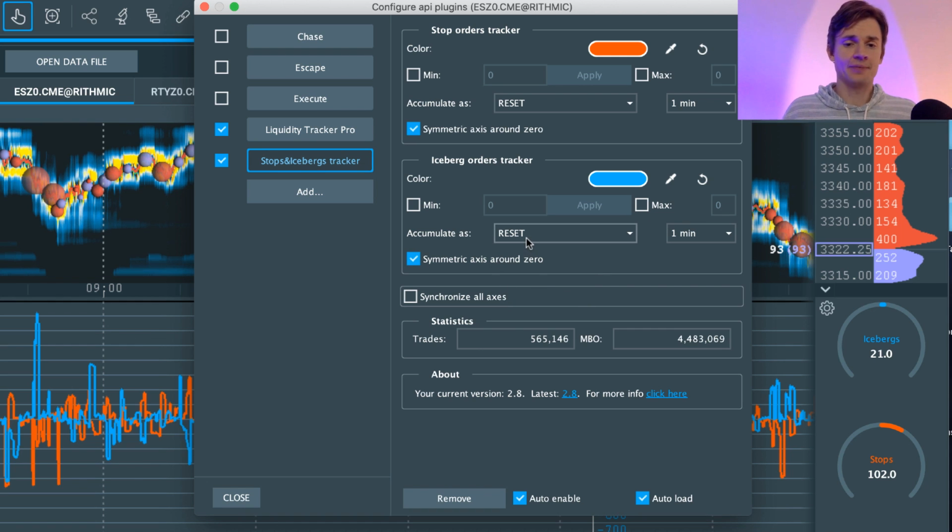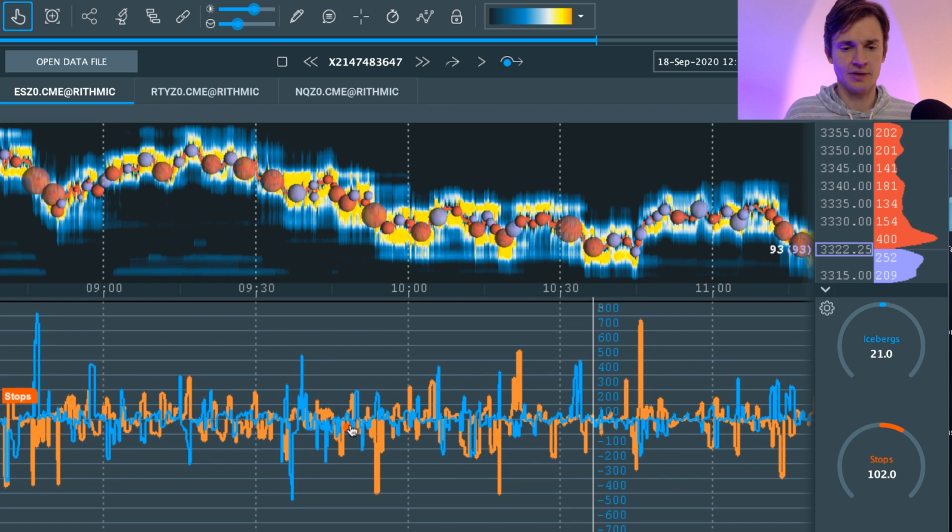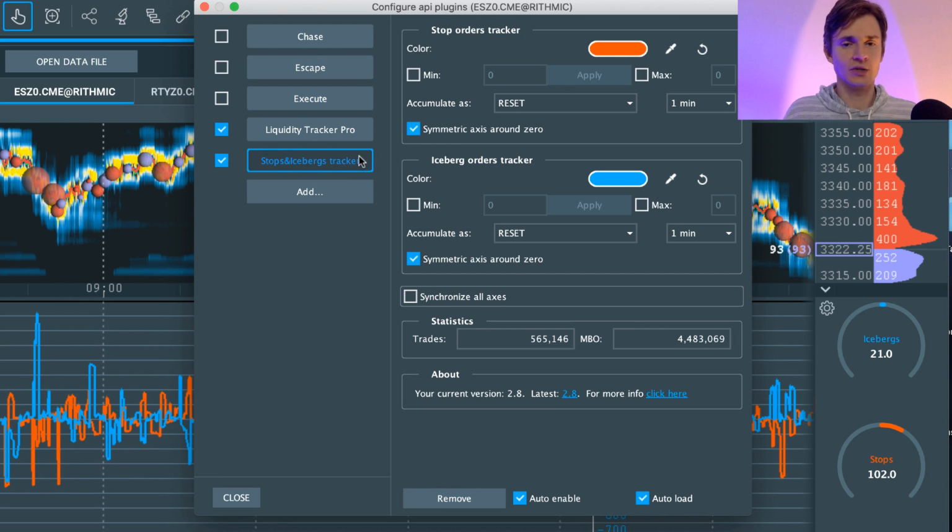Now reset, accumulate as, it says reset. Stops I always have on the reset. Now what reset does is when it comes along this 0 line, when one hits, it goes up and then comes back to the 0 line. Stop hits, comes back up, goes to the 0 line. That's reset. Reset is good.